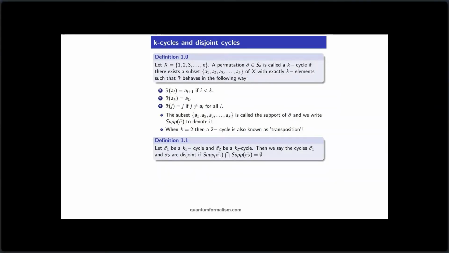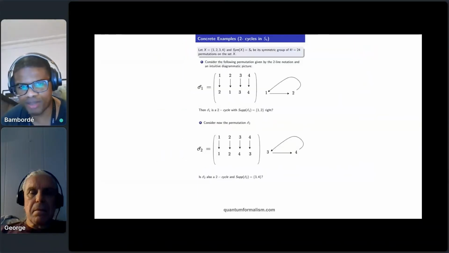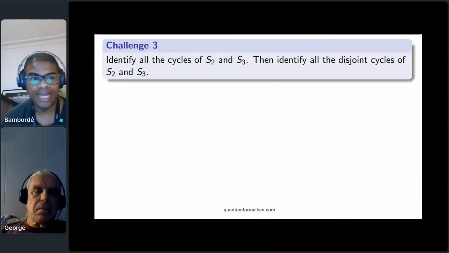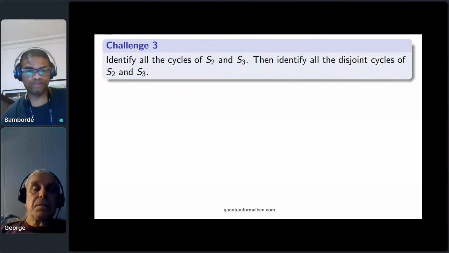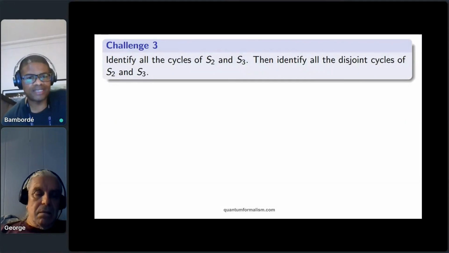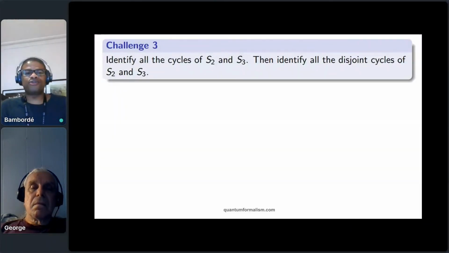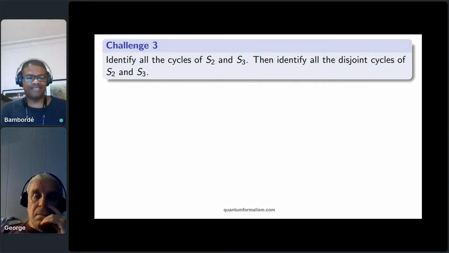Let me exit this screen so I can actually see the chat. I forgot, there's a challenge that I would like to put. I hope I labeled the challenge. Now this is very important. If you were to pick which challenge to try, I would definitely say pick this one, because you will see something very interesting. Identify all the cycles of S2 and S3. It doesn't matter whether two-cycle or whatever. And then identify all the disjoint cycles. Try anyway. You'll see something interesting in these two use cases.